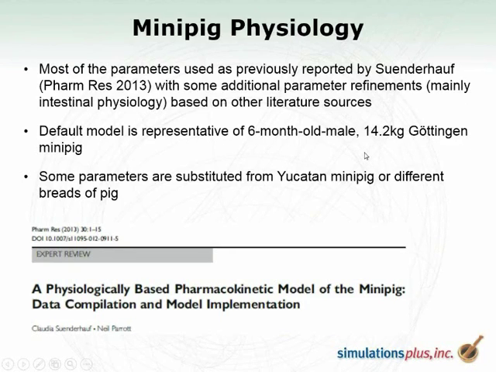Most of the parameters, especially the parameters on the PBPK physiology in terms of tissue sizes, blood flows, and so on, are really representative of Göttingen mini-pigs. But for the parameters where we were not able to get the direct information for this strain, we substituted from other mini-pigs. It would be mainly Yucatan mini-pig or different strains of pigs, whatever we were able to find and scale down to mini-pig physiology.